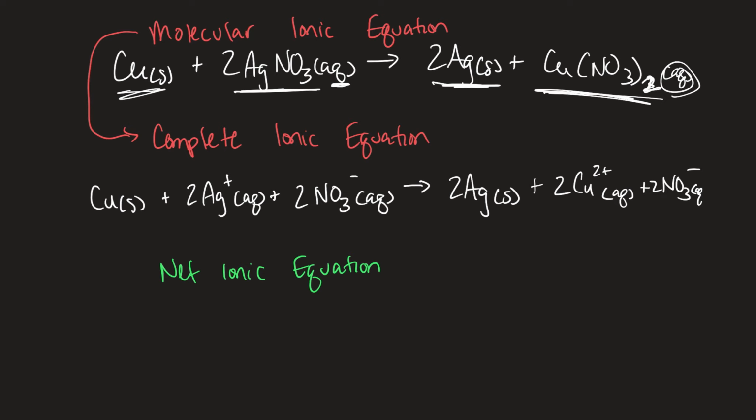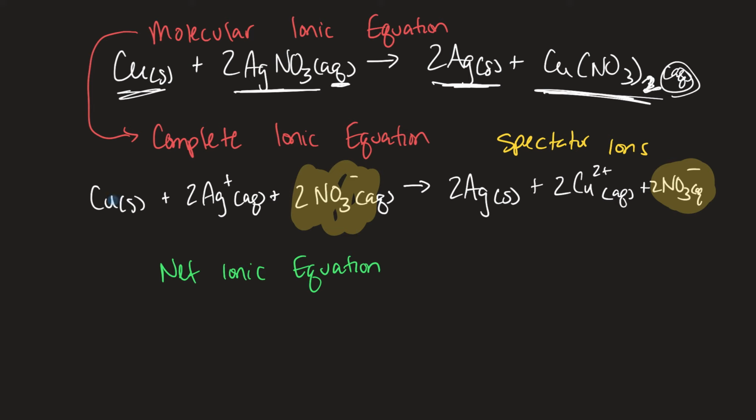Now what you need to do is identify your spectator ions. Remember, your spectator ions are ions or species that go unchanged throughout this chemical reaction, including charges. If you notice the charge changed, then it changed. If it doesn't change at all, then it's a spectator ion. In this case, there's really only one spectator ion, and that's your nitrate. The nitrate goes from 2 nitrate negative to still 2 nitrate negative. And so your net.